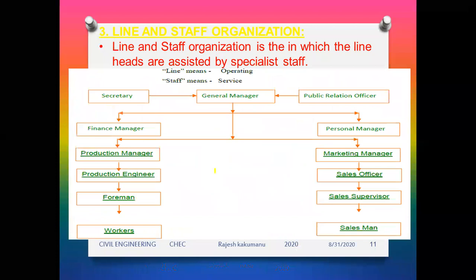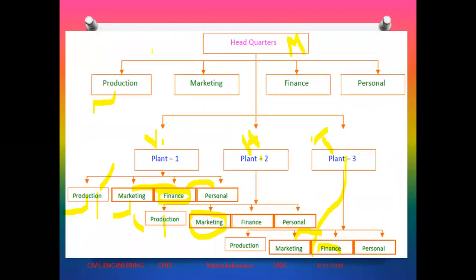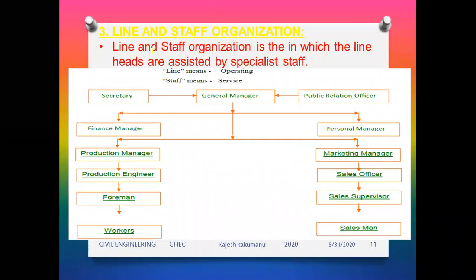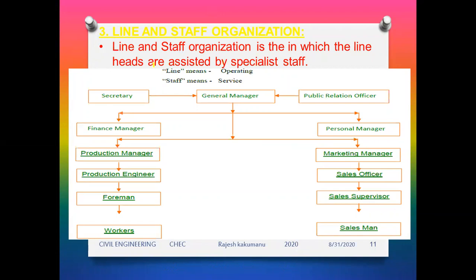So like this, the next, third one is line and staff organization. Here, you had the functional organization; now you have the line and staff organization. In the line and staff organization, the line heads are assisted by specialized staff.